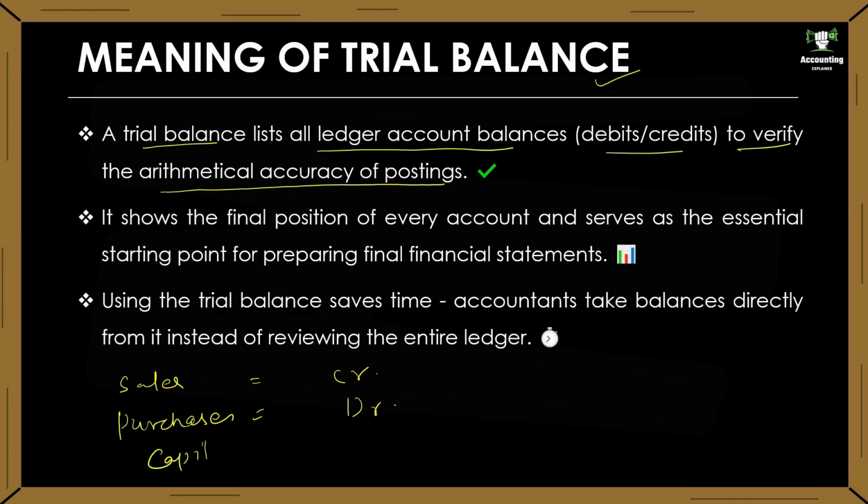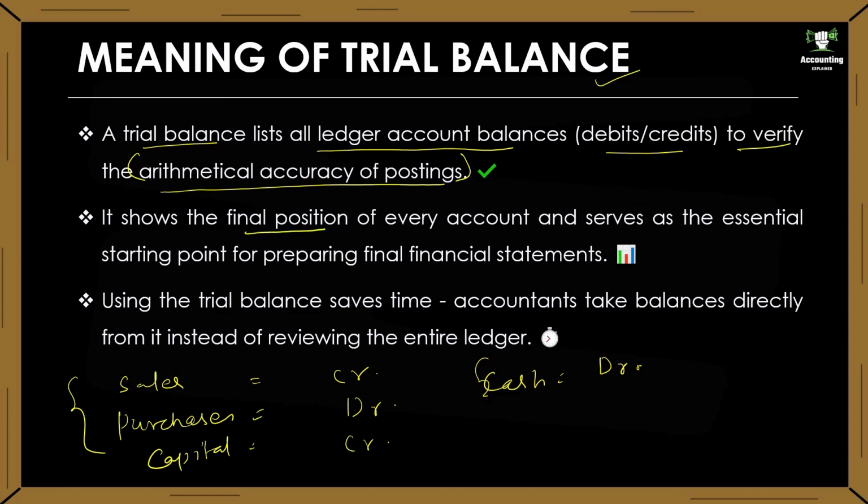Then capital. Capital is a liability. It will have a credit balance. Amount will be taken from the ledger account and will be posted on the credit side of the trial balance. Next, cash. Cash is an asset. It will have a debit balance. Amount will be taken from the ledger account of cash and will be posted on the debit side of the trial balance. And it will show the arithmetical accuracy of the postings. So, if you have taken all the amounts correctly from the ledger accounts and posted it on the trial balance, then the trial balance will tally. It means we are arithmetically correct in posting our ledger accounts to the trial balance.